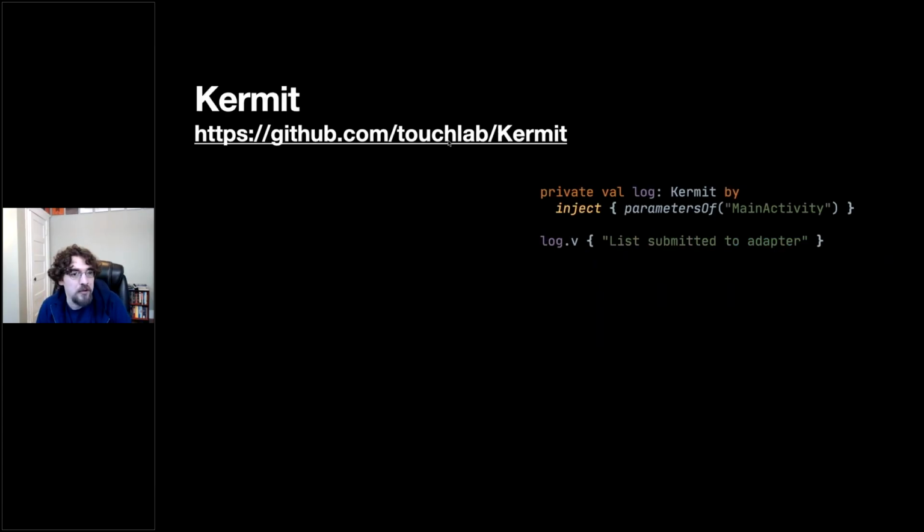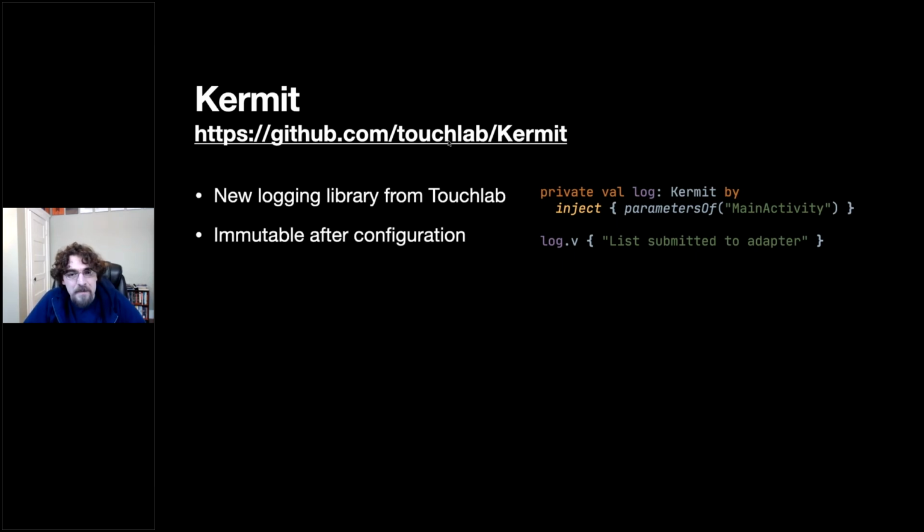Last thing I'll go through quickly is Kermit, which is a logging library that we've recently been putting together at TouchLab. The key piece of it is that your logging configuration is immutable after you first configure it, which then makes it safe to pass between threads. So it's not yet merged into CampKit. There's a PR open right now, so you'll see it there soon. We're interested to hear feedback if it is or isn't hitting your use cases.